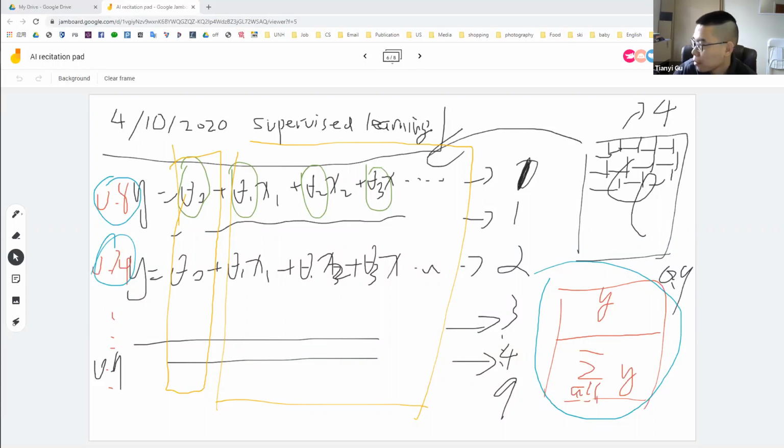Okay. And then for naive Bayes, that's equal to the summation of all y's over y.